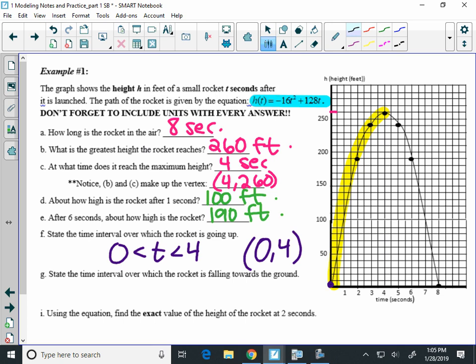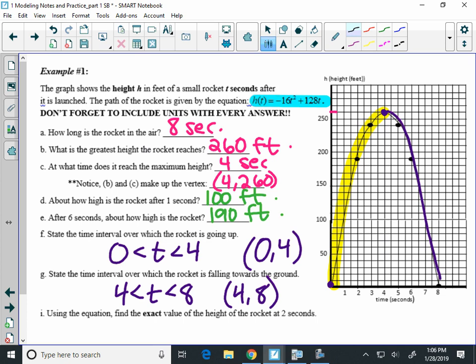Now the reason we use either parentheses or the strict inequalities is because technically at 0, are you increasing when you're on the ground at time 0? No, you're just on the ground. You're increasing once you leave the ground, and then when you're at 4 right here, you're not actually increasing or decreasing, you're just at the top. Then you start going down. So what time interval then are you falling back towards the ground? From 4 until 8. So then you have two ways to write this. 4 is less than t is less than 8, or from 4 to 8.